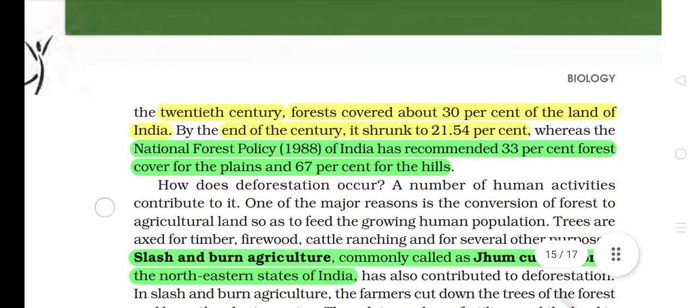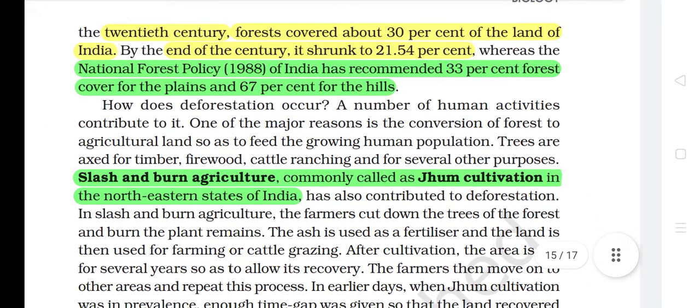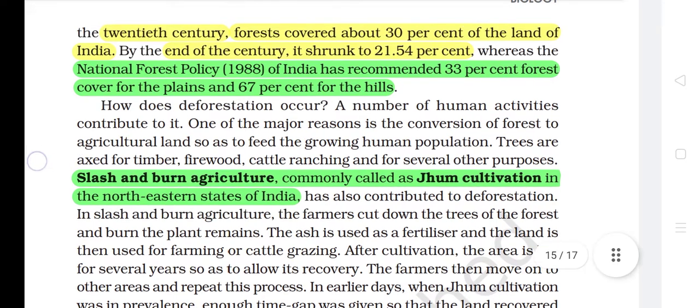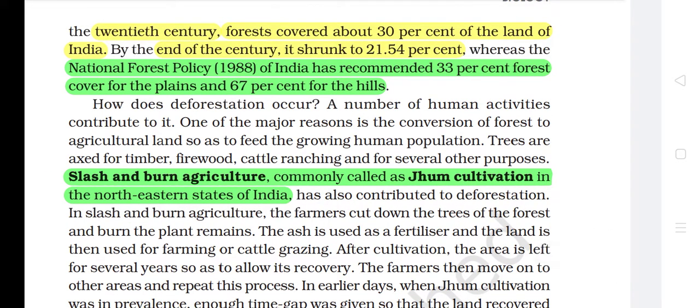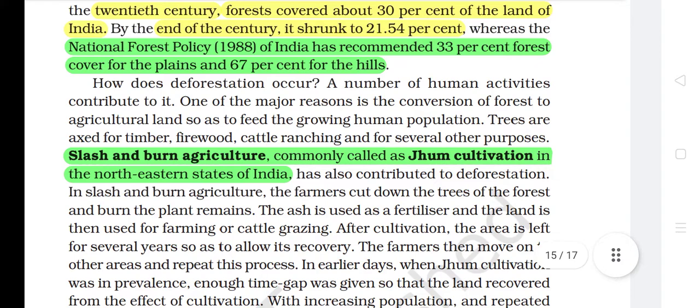At the beginning of the 20th century, forests covered about 30% of the land of India. By the end of the century, it shrunk to 21.54%, whereas the National Forest Policy 1988 of India has recommended 33% forest cover for the plains and 67% for the hills. How does deforestation occur?